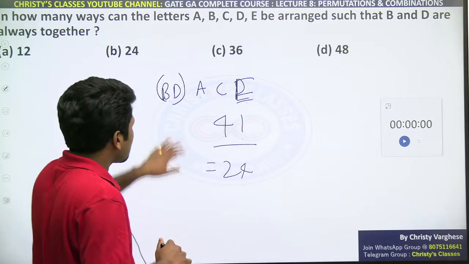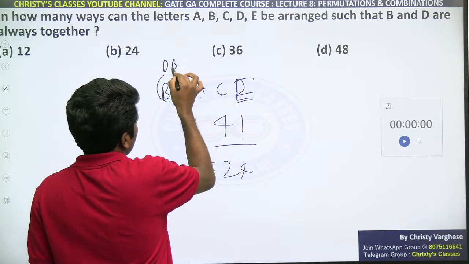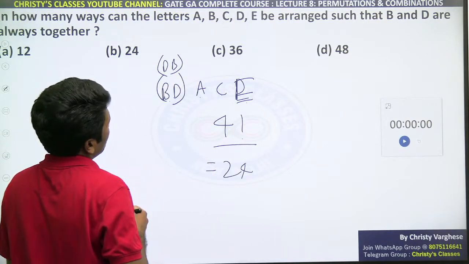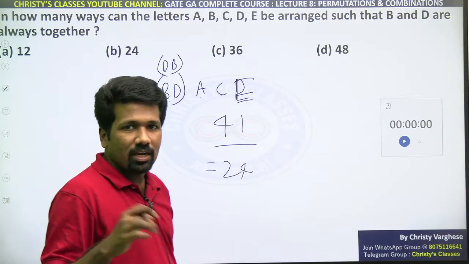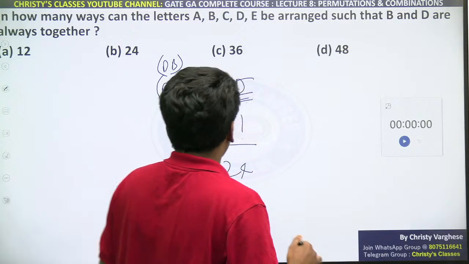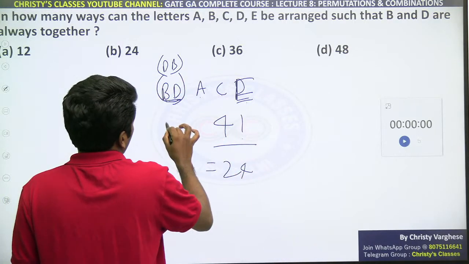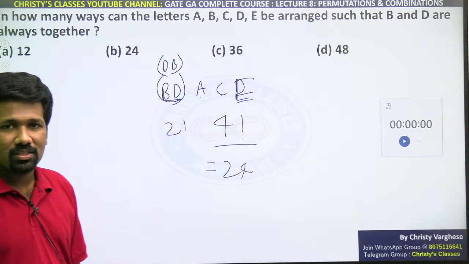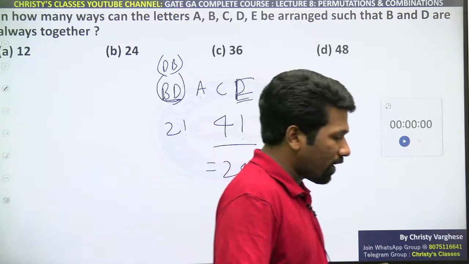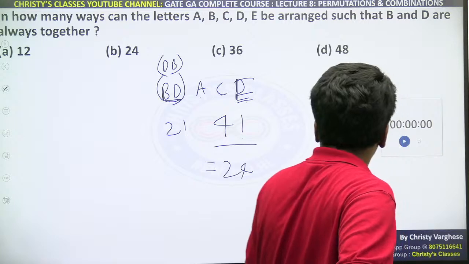No. Because BD can internally be written as DB also, in the case where BD is always together. BD and DB both are possible. In other words, inside a group you can rearrange them in 2 factorial ways. Internally you can rearrange them in 2 factorial or n factorial ways. Are you all understanding? Please respond.